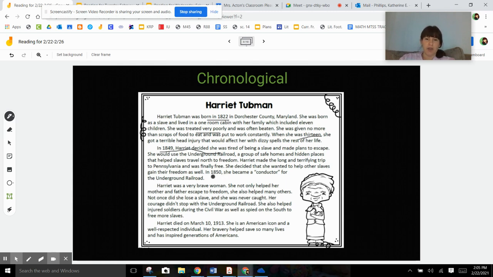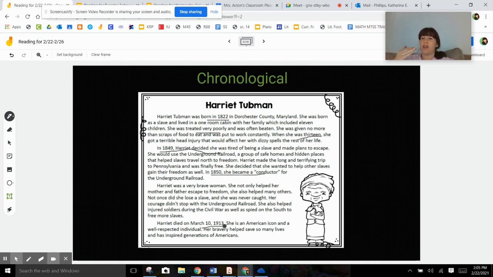She escaped. She became the conductor of the Underground Railroad and helped other people, from when she was born a little bitty baby to when she got older and was brave enough to make all of these African Americans escape slavery. And it goes all the way up to March 10th, 1913, when she died.